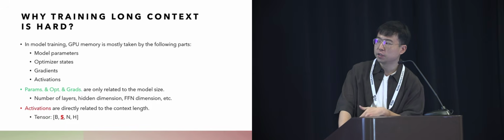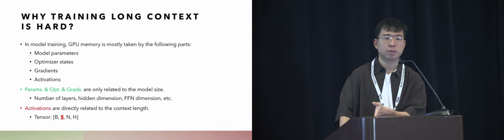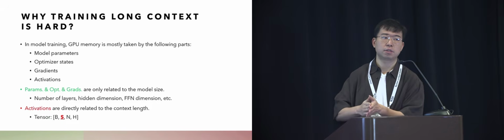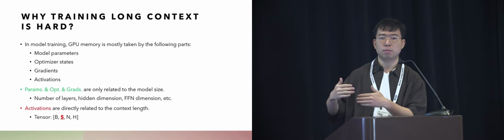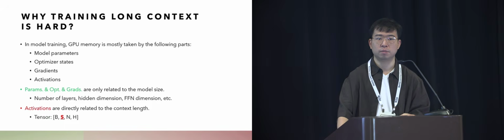But for the activations, if you look at the shape of your tensor, the second dimension is S, the sequence length. As you increase the sequence length, your activations start to occupy more and more memory, until you face an out-of-memory issue on the GPU.